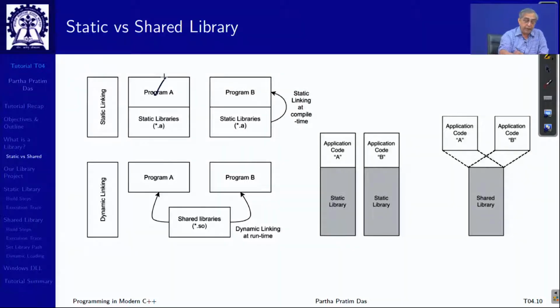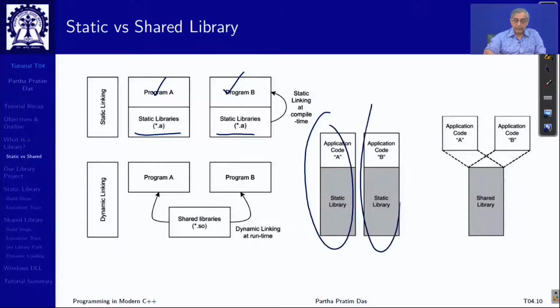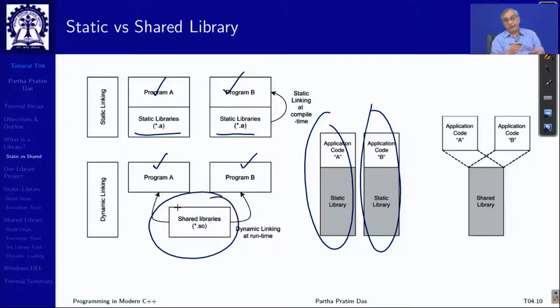So, that is schematically what it is finally. You have a program A, you have a program B, you have static libraries, and each one of them will be statically linked into these kinds of codes. If you have a dynamic library, you have program A, program B, and one common shared library .so, which will be dynamically linked at runtime like in here. So, a different schematic way of looking at the whole thing.